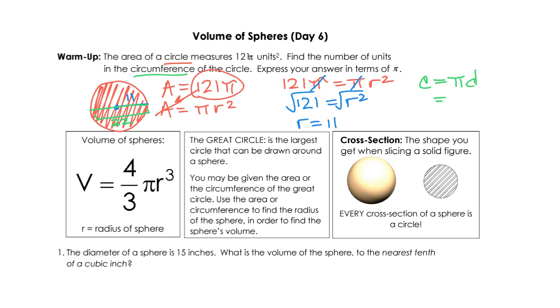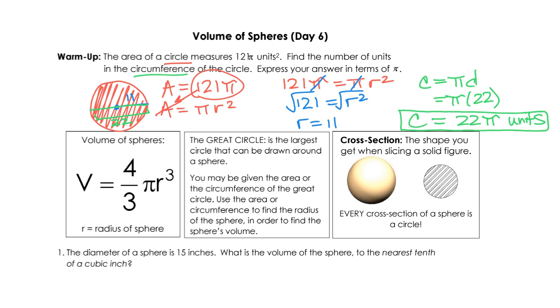Okay, and so we'll go ahead and plug in our 22 for our diameter times pi, and we end up with 22 pi for our circumference. Okay, and that would just be labeled in units. Circumference is just one measurement around the circle.